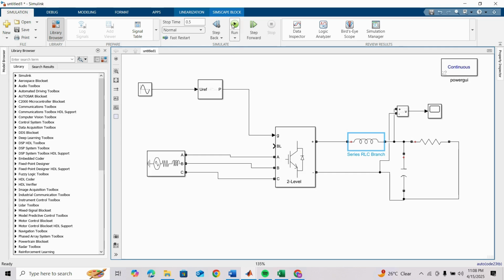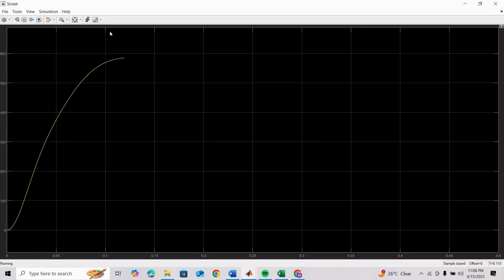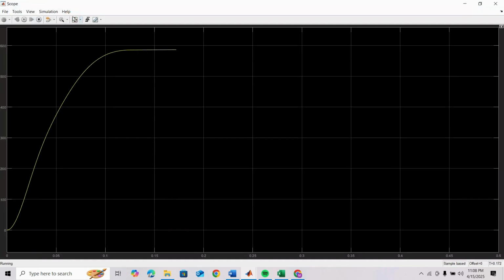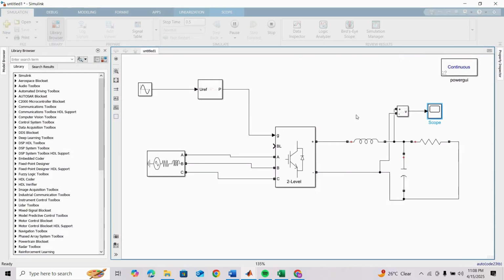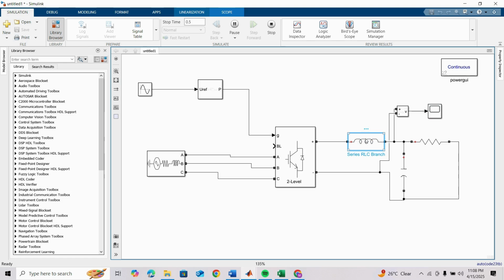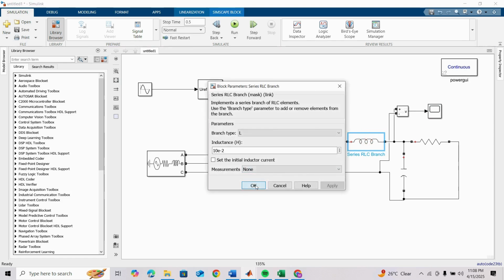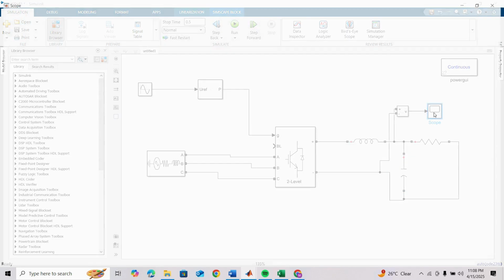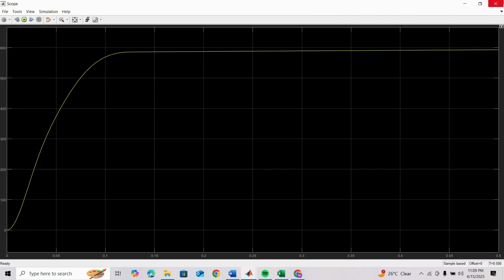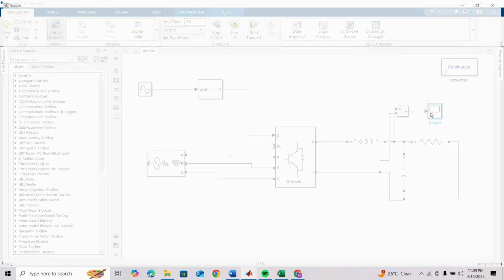When you run this model, you can see the smooth curve, which is below 60 volt DC. So this is the way you have to calculate the right parameters of L and C to get the desired output. I have done some work on this, and you can see the DC output here.